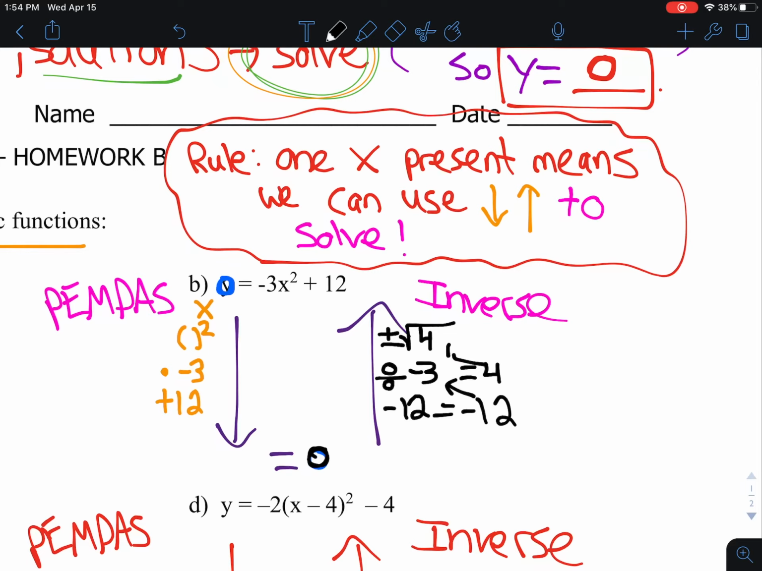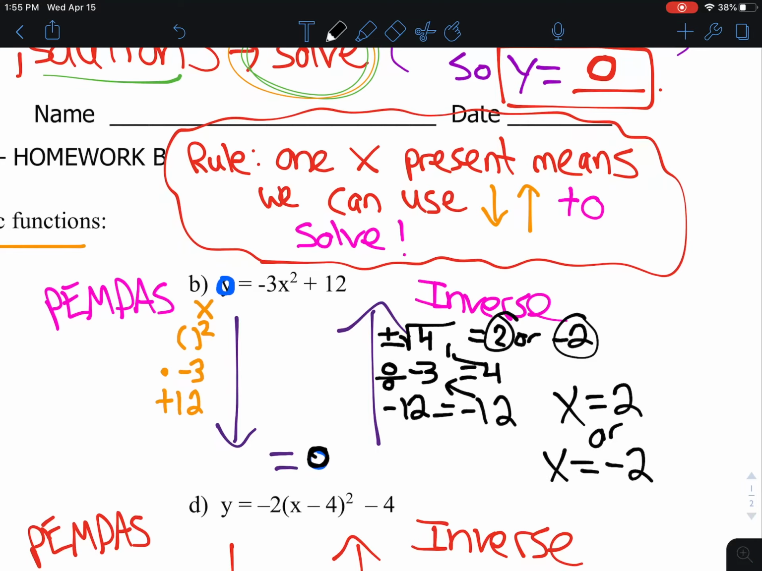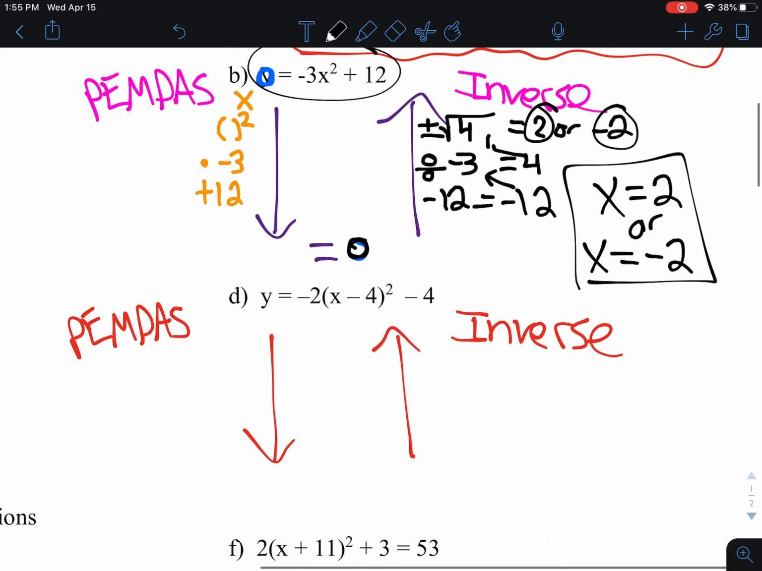The square root of 4 is 2. Remember, I have to do the plus or minus of square root of 4, so this would be 2 or -2. I have nothing else to do, so these are going to be my answers. So my answer for letter B will be x equals 2 or x equals -2. Again, these will be the x-intercepts of this function if we were going to graph it, 2 and -2. All right, next one, D.